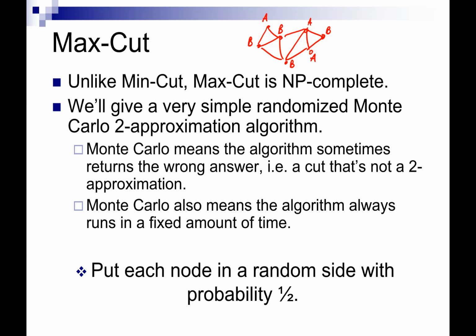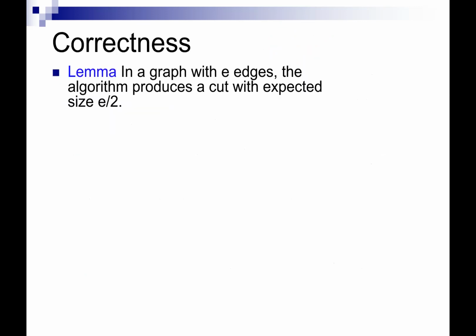And I claim that this already gives a 2 approximation to the max cut. To see this, what we're going to show is that suppose you have a graph with e edges. Then this randomized algorithm is going to produce a cut with expected size e over 2. Given a graph with e edges, the biggest possible cut is going to have e edges in it. At most, you can cut every single edge.